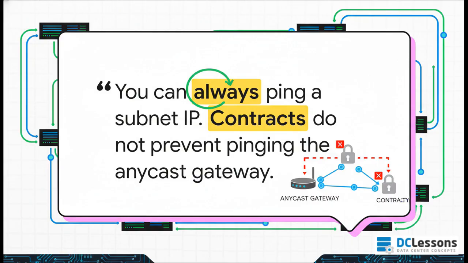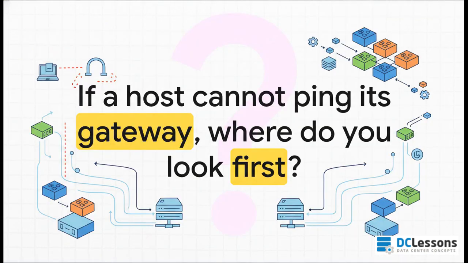It doesn't matter what contracts are in place. If that ping is failing, I can tell you right now, your problem is not a security policy or a contract issue. So if we know it's not a contract problem, where do you look first? Think back to all those building blocks we just put together. Where could the breakdown be?